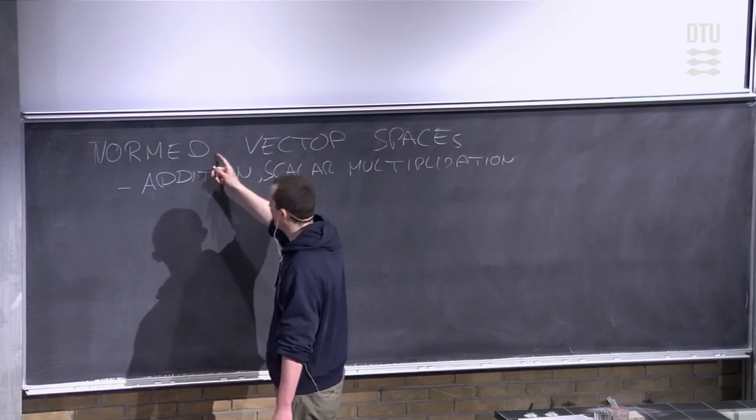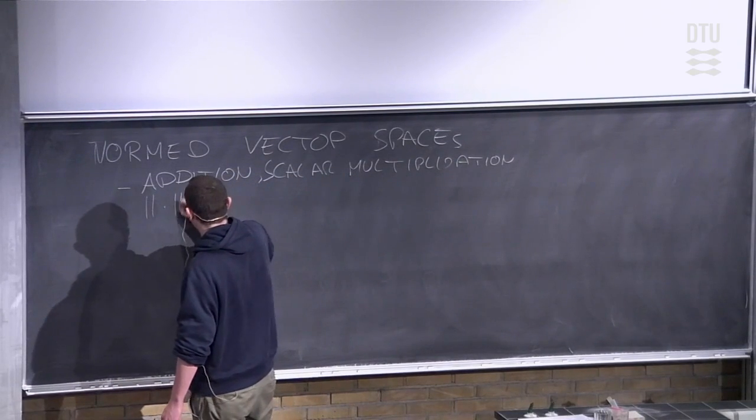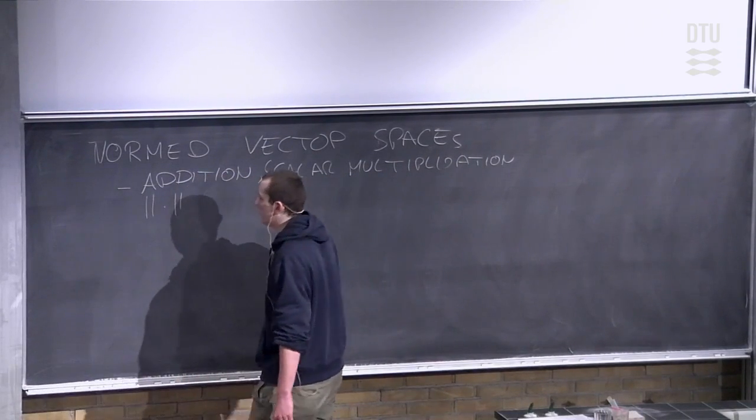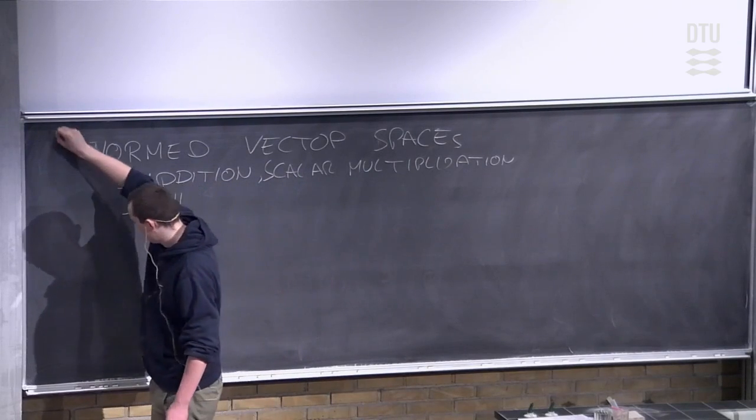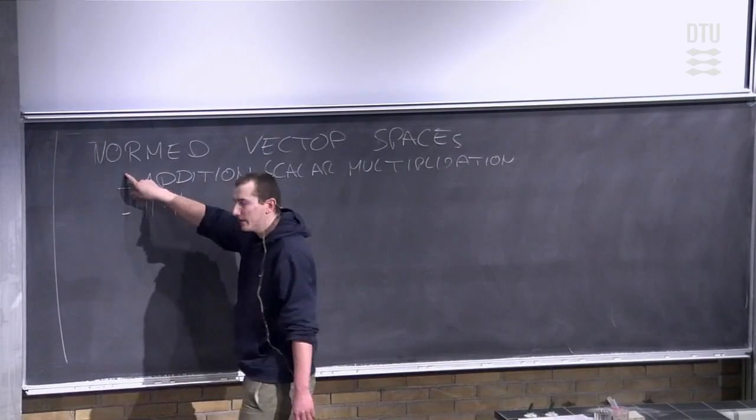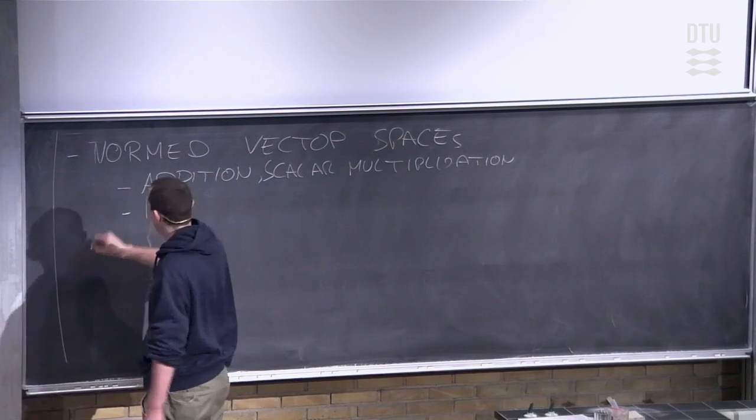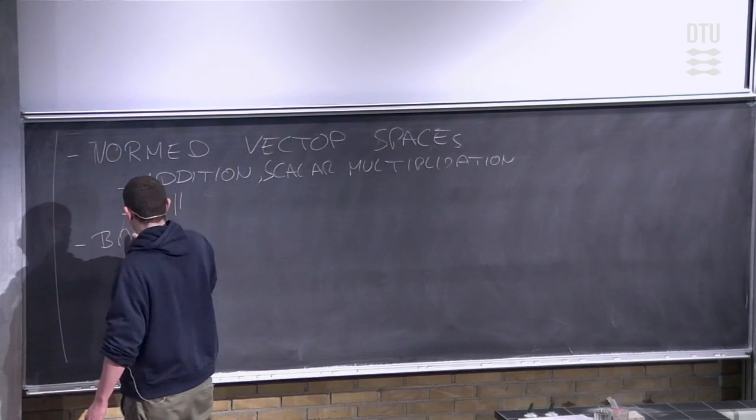And next to this, we also have a norm, of course, which has to satisfy all the things a norm has to satisfy. After that was the first lecture. We considered normed vector spaces. In the second lecture, we considered Banach spaces.